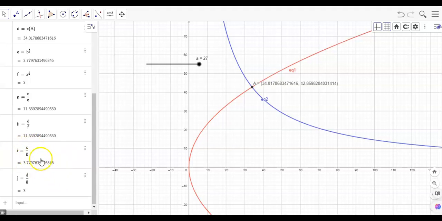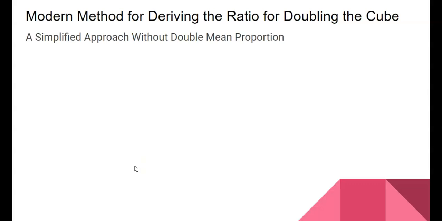i is the side length of the bigger cube and j is the side length of the smaller cube. Hence, upon reducing the ratio of the geometric means to its lowest terms, we obtain the measurements of the side lengths. Now we're going to experience the modern method of deriving the ratio for doubling the cube. This is a simplified approach without using the double mean proportion.